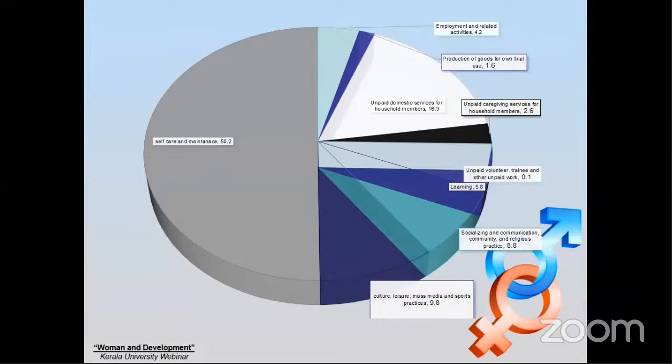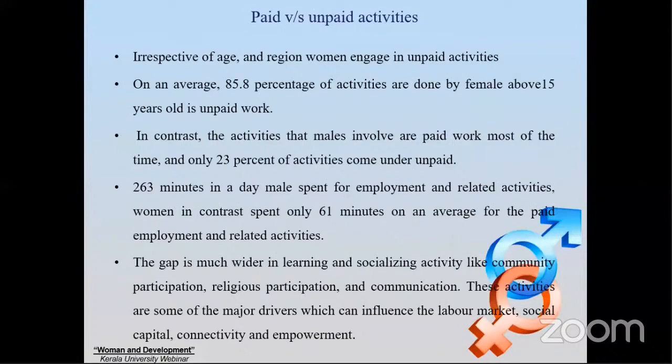So on an average, 263 minutes in a day, males spend on employment and related activities. Women, in contrast, spend only 61 minutes on an average for paid employment and related activities. The residual activities refer to learning, education, socializing, communication, community participation, religious practices, self-care, self-maintenance, cultural activities, etc.